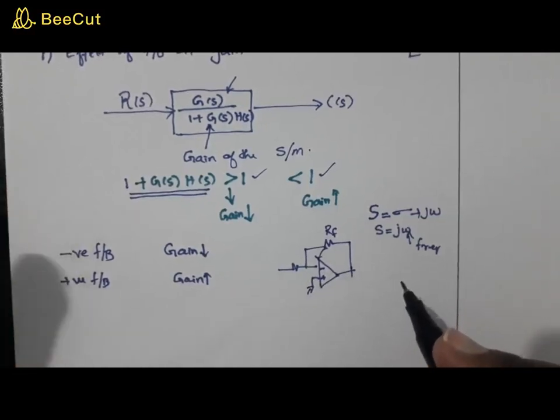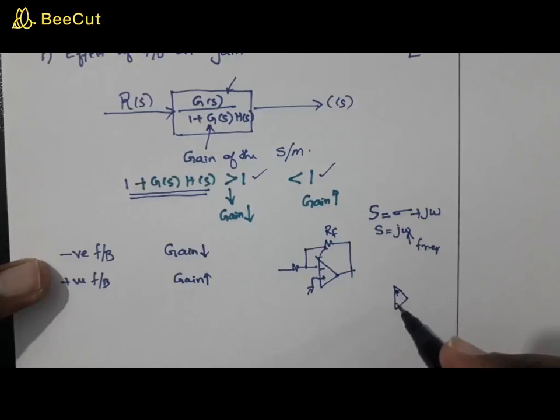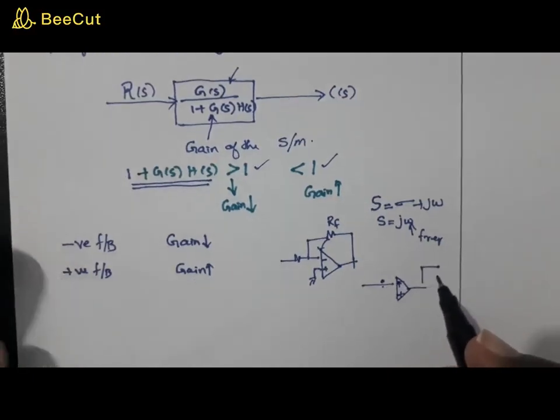The nature of an ideal op-amp is that the gain is infinity. So what will happen to a system where gain is infinity? When the gain is infinity, a slight change in the input will make the output saturate. Okay, you have studied this in your op-amp class.